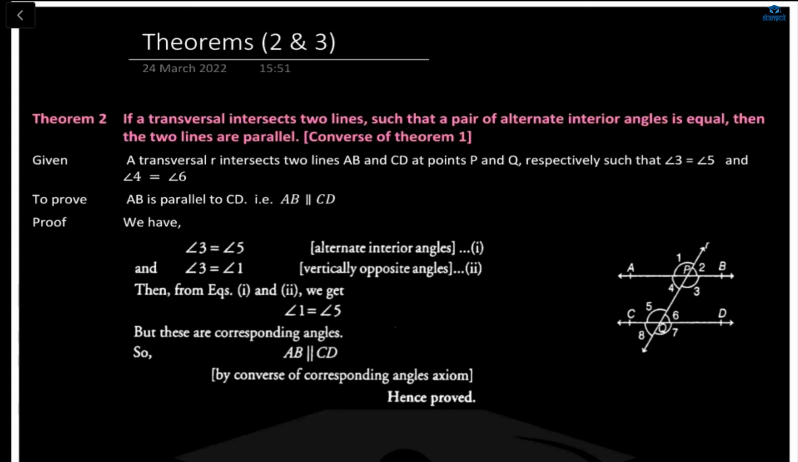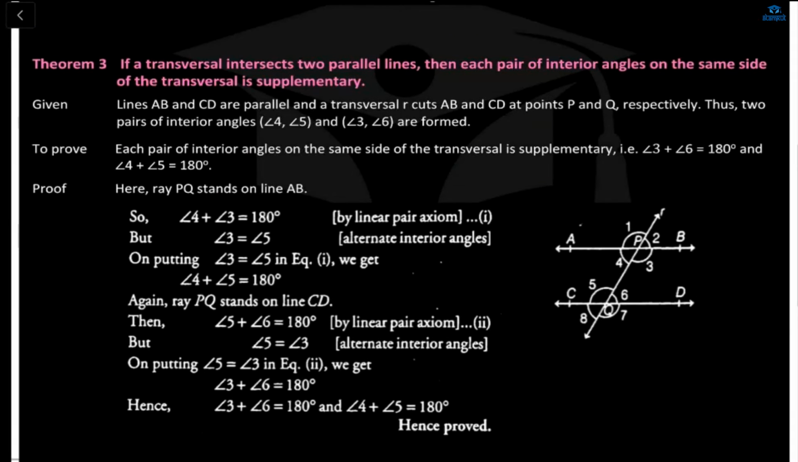Okay, now I got it. It is just opposite. So here in theorem 2 it is written: if a transversal intersects two lines such that a pair of alternate interior angles is equal, then the two lines are parallel. Just opposite. This time the alternate interior angles are equal, it is given, and you have to prove that the lines are parallel. You can prove it by proving that two corresponding angles are equal, and so you can prove that the lines are parallel. Now let's see theorem 3. What does theorem 3 say?